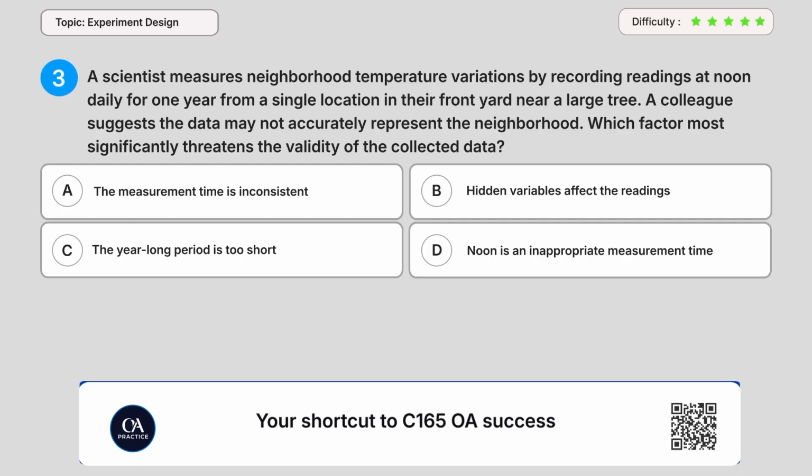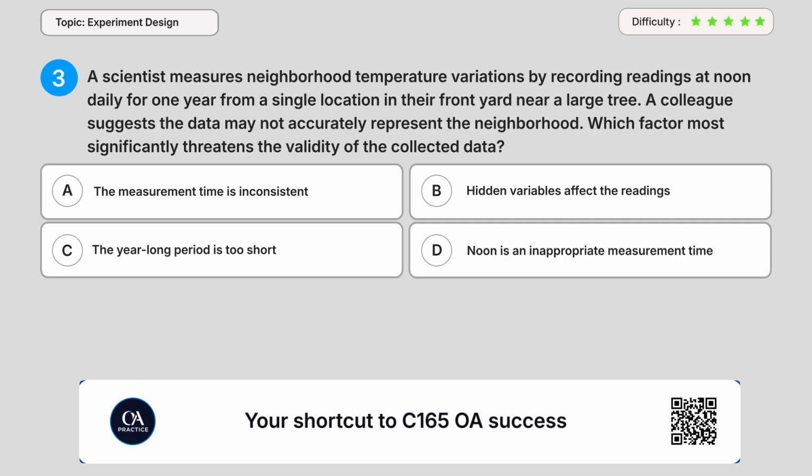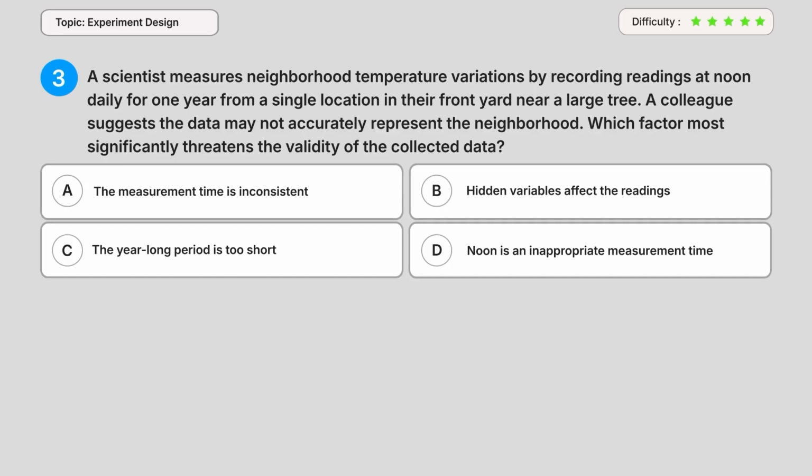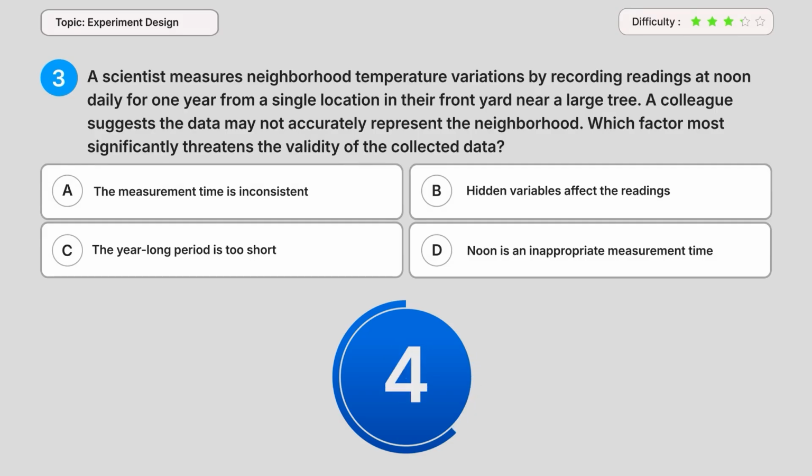A. The measurement time is inconsistent. B. Hidden variables affect the readings. C. The year-long period is too short. D. Noon is an inappropriate measurement time. What do you think is the answer?